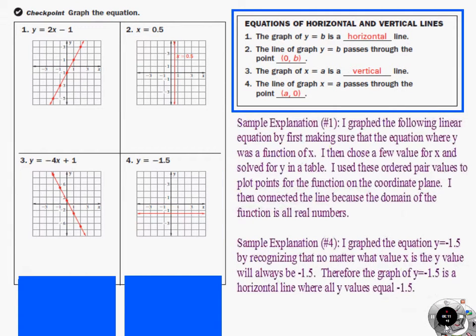Here are the answers for questions 1 through 4 on your checkpoint. Notice that 2 and 4 are either vertical or horizontal because we have only one variable in these equations.